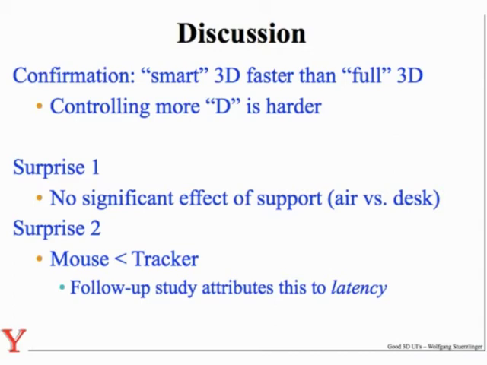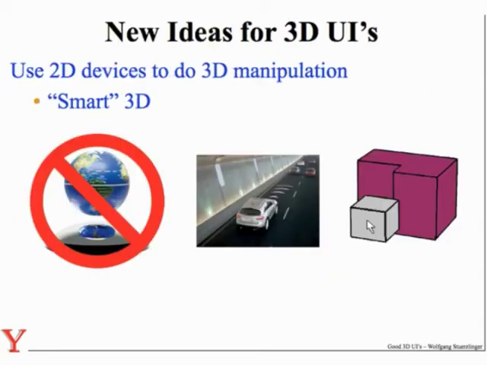Interesting. We also found that the mouse was really different from a tracker. And in follow-up studies, we found out that this is truly the case because there are technological differences. The mouse is a very, very good input device. It has low latency. It's really quick to send you the updates. The tracker takes longer because of the way the technology works.